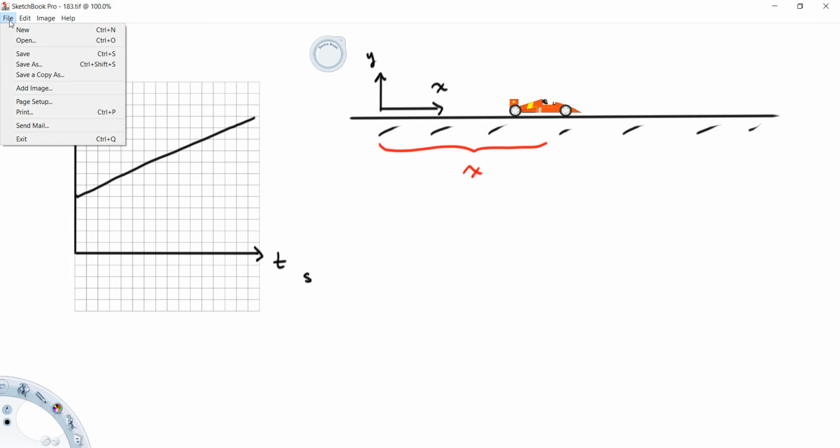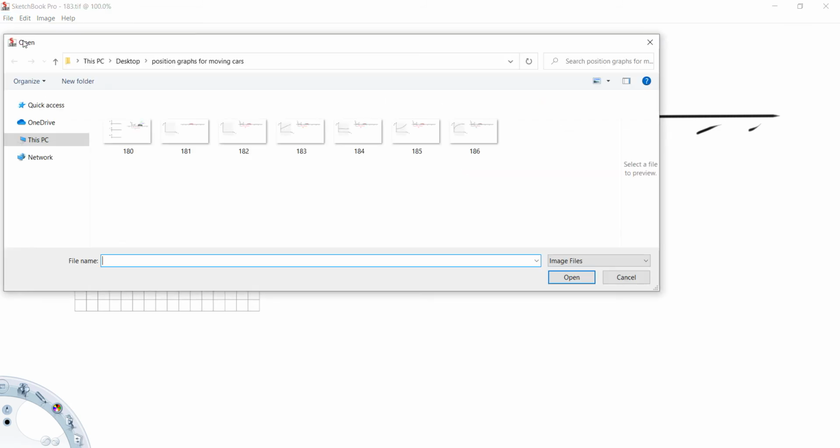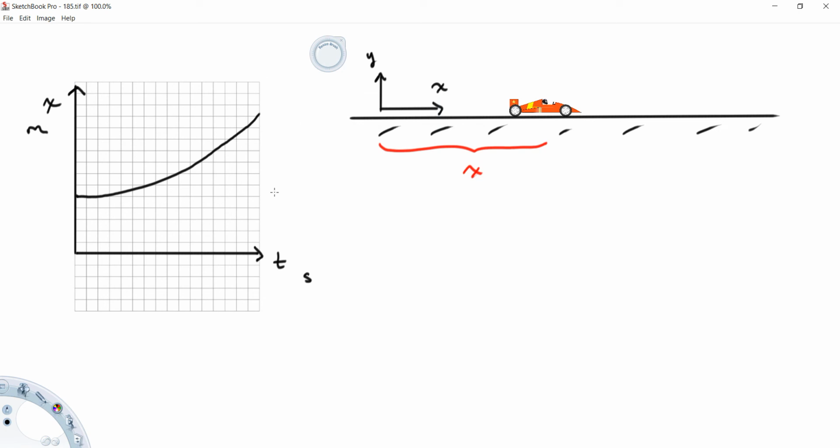Let me bring up another example here. Which one was next here? Okay. So here's another potential graph here that describes the motion of this car. Now, a very important thing to realize here, we'll do this in blue.